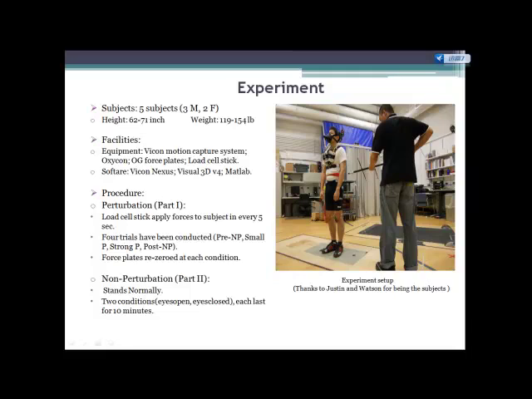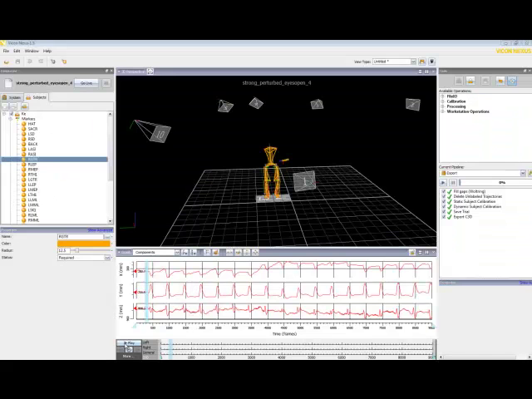There were 5 subjects who participated in this study, including 3 males and 2 females. Vicon motion capture system, Oxycon, force plate, and load-cell stick were used for the experiment. Lab data were processed through Vicon Nexus, Visual 3D, and MATLAB. There are 2 parts in this experiment, perturbation and non-perturbation tests.